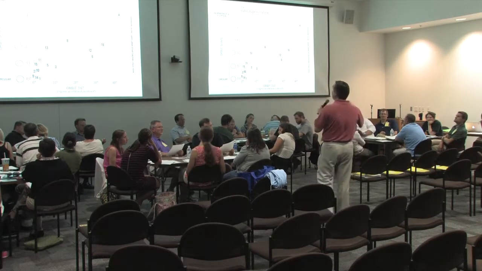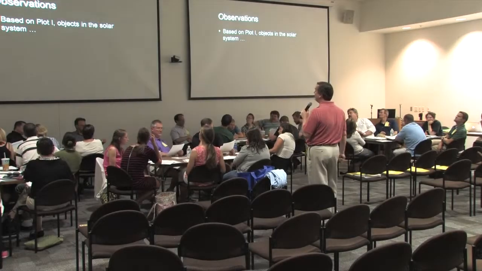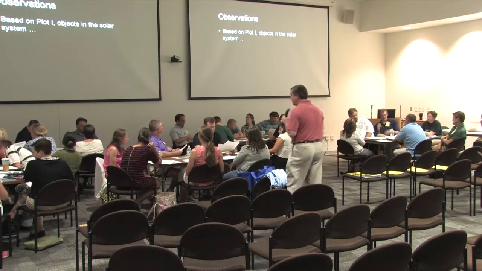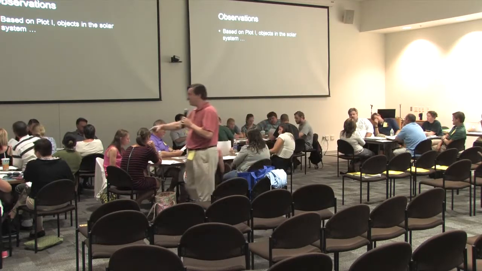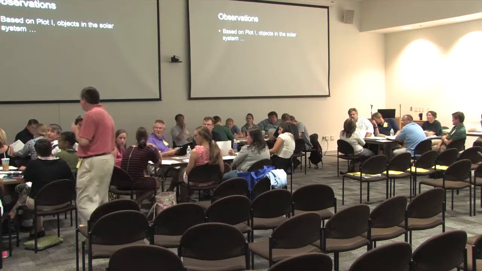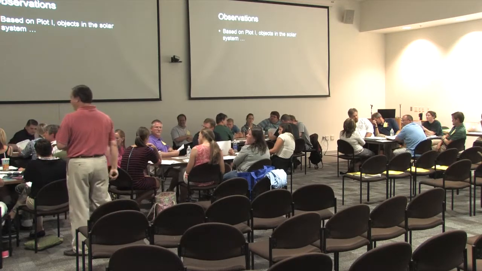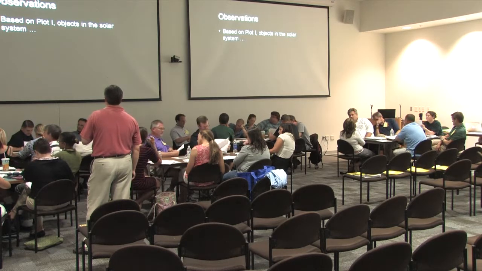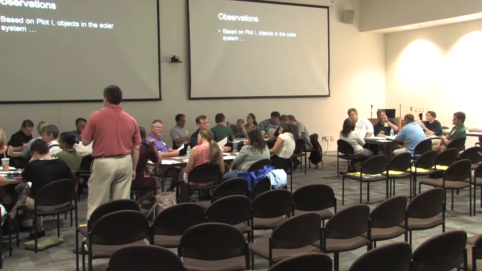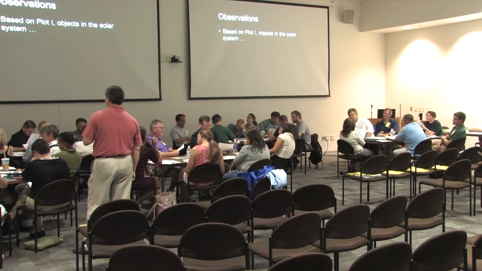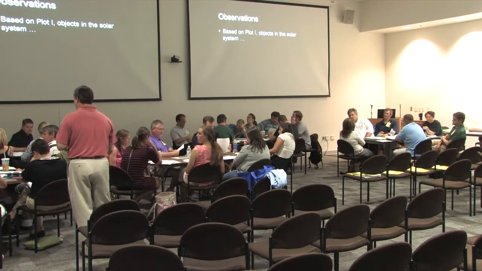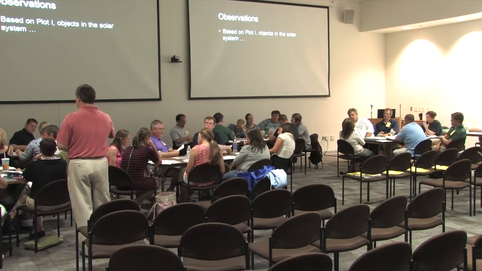All right? So what do you think we're going to say here in our observations? Based on plot I, who would like to finish this one off? I haven't talked to this table here. So I'll do it. She volunteers. Based on plot I, objects in the solar system have a wider range of positive correlation. Okay? There's a positive correlation, but it's got a wide range between orbit shape and orbit tilt.